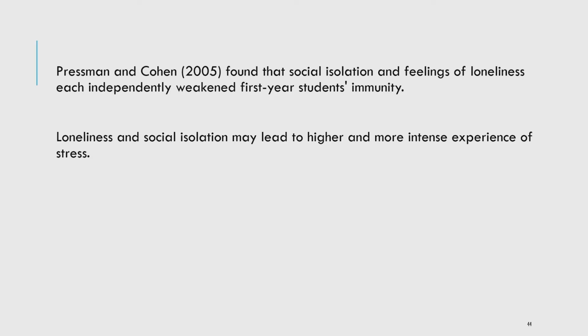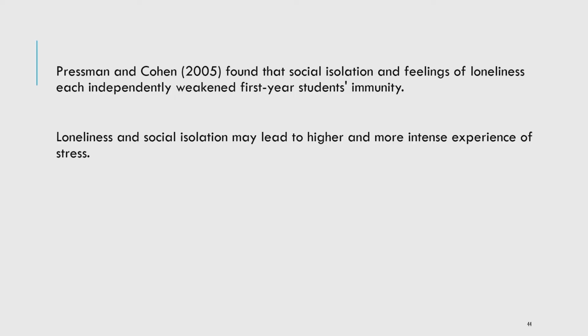Another study by Pressman and Cohen in 2005 found that social isolation and feelings of loneliness each independently weakened first year students' immunity. When first year students come, mostly they don't have many friend circles, and the social isolation and loneliness weakened their immune system. And we know that social support is very important in reducing stress. It's an important coping strategy that we will discuss in the upcoming lectures. Loneliness or social isolation is most of the time associated with higher intensity of stress and a higher number of stressful circumstances. So that also indirectly shows this.